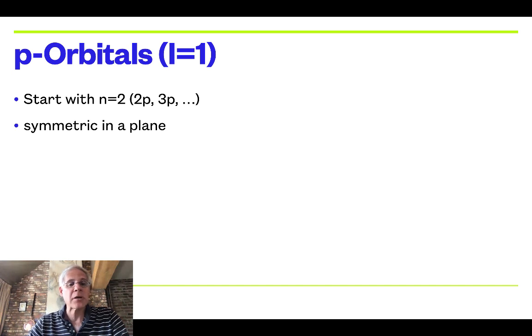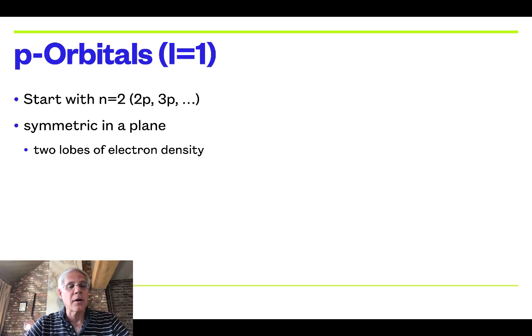They are symmetric within a plane, so they reflect upon one another. They do have 2 lobes of electron density. They look a little bit like a 3-dimensional infinity sign, if you can imagine that. They do have a natural node at the origin that's different from the probability node that we were just talking about.